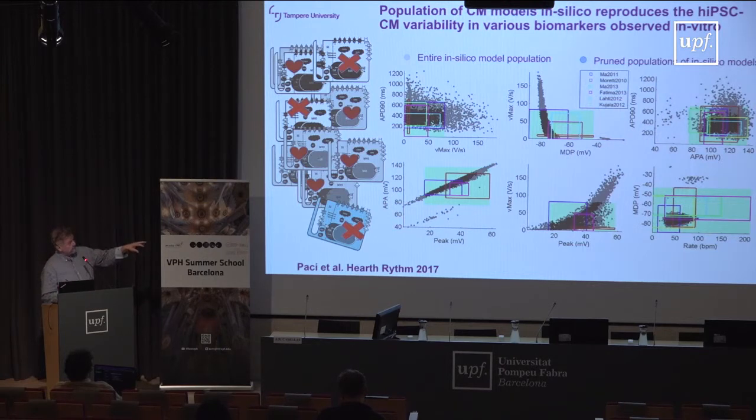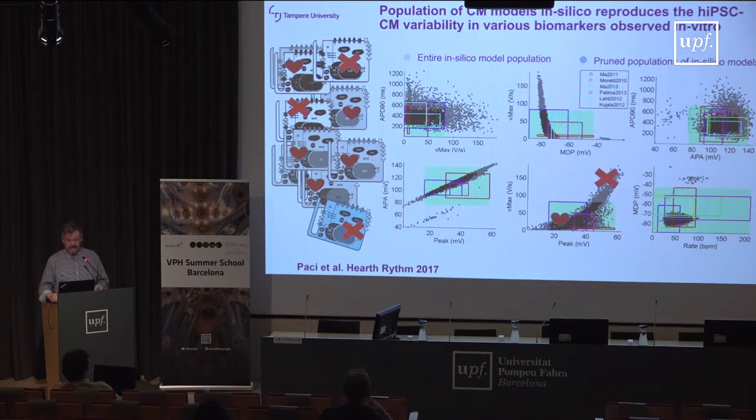Those are different biomarkers from the action potential, like peak and width and so on. Each of those boxes represents a measured set of data from different labs. So each colorful box is a data set from a different lab. Then we selected only those models that fit inside these data boxes, the measured data. Those that are outside these measured real cardiomyocytes in vitro, we tossed away. Only those that fit all these parameters in the measured area, we use.